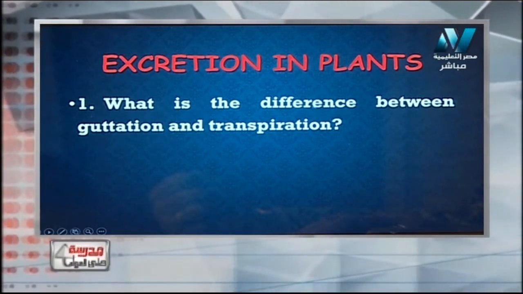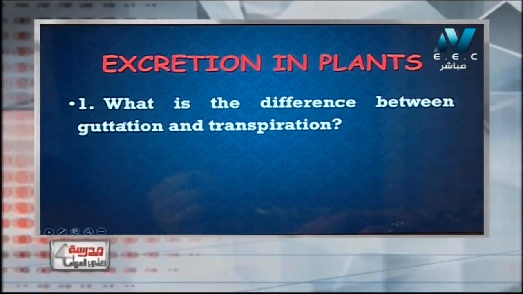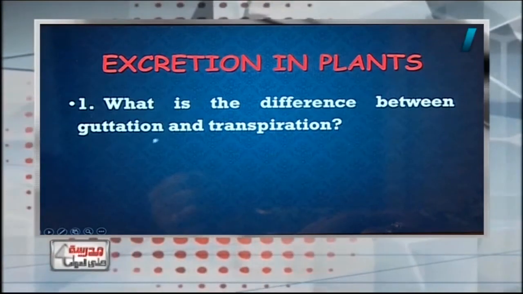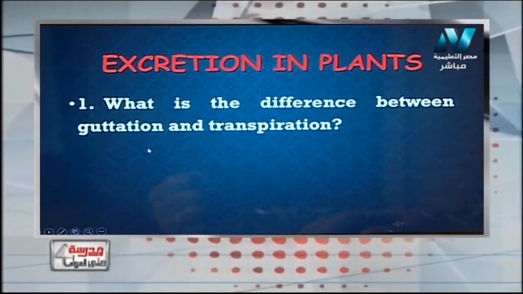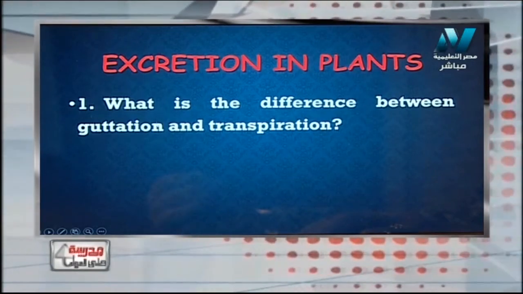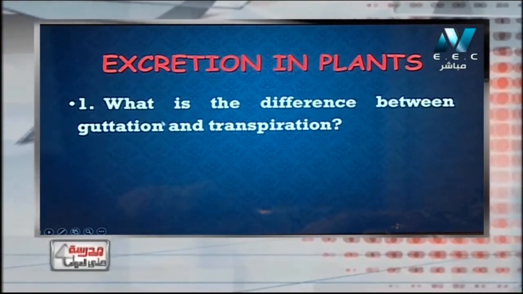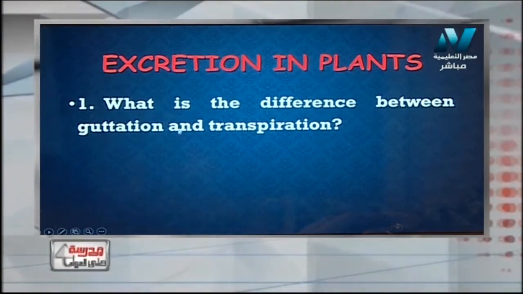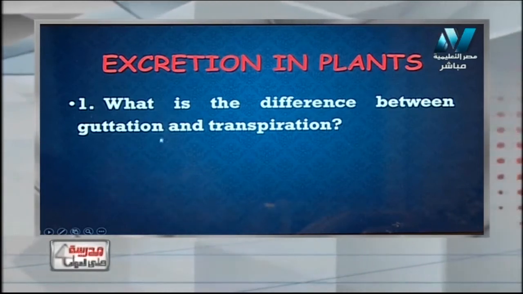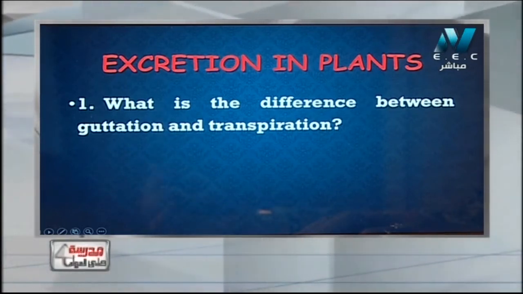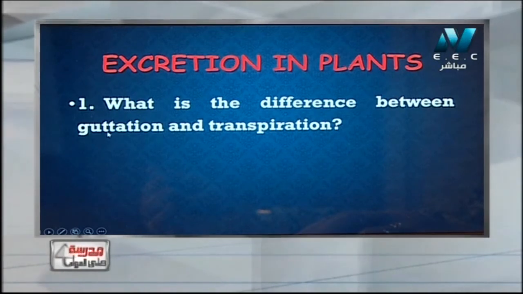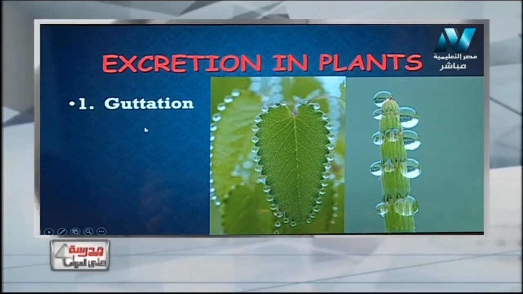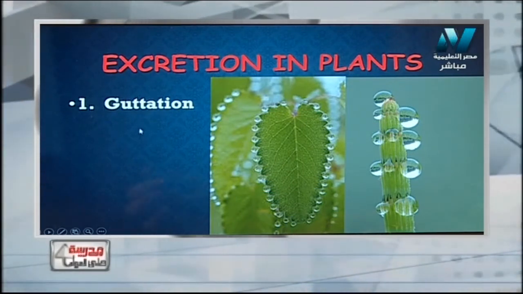What is the difference between the two ways by which the plant gets rid of the excess amount of water? Water is very important for the plant, but sometimes it accumulates inside the plant more than it needs. So it must get rid of this excess amount. Getting rid of water occurs by two ways. The first way is guttation, and the second way is transpiration.